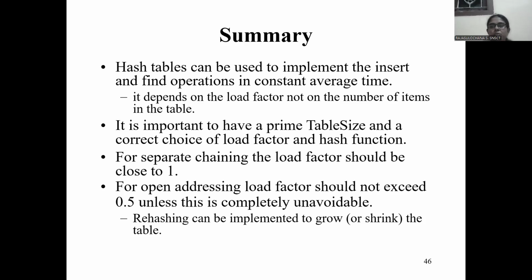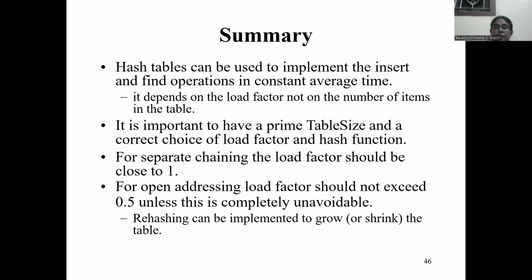If you want these two operations to happen in constant average time, it is more efficient to use a hash table, which depends on the load factor but not on the number of items in the table. So this constant average time is purely independent of the table size. It only depends on the load factor. And for this, it is very important that the table size has to be prime. It is the right choice for the load factor as well as the hash function.